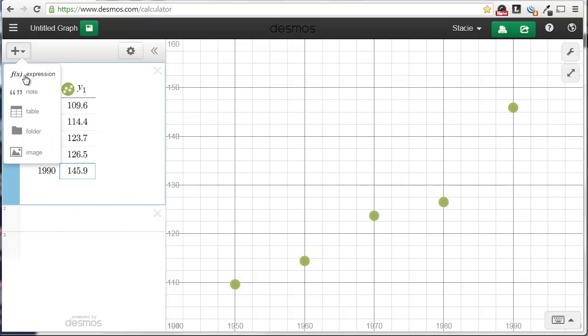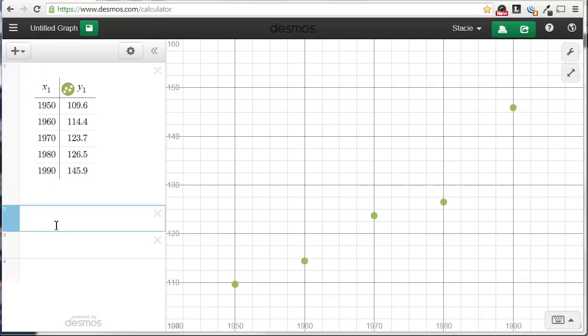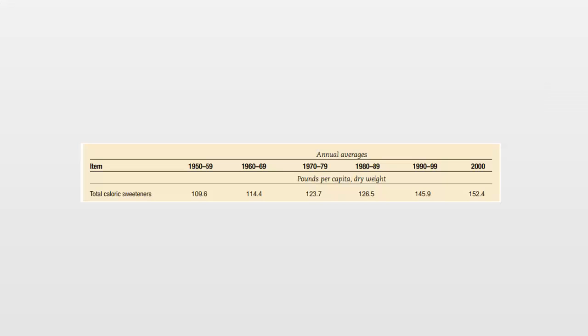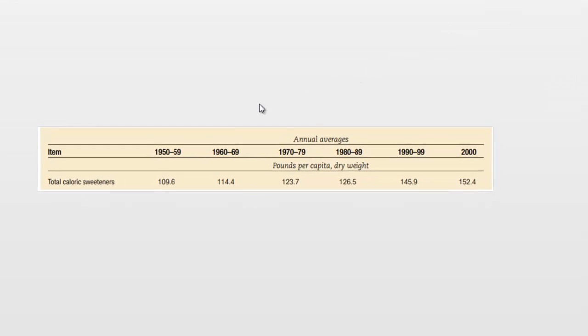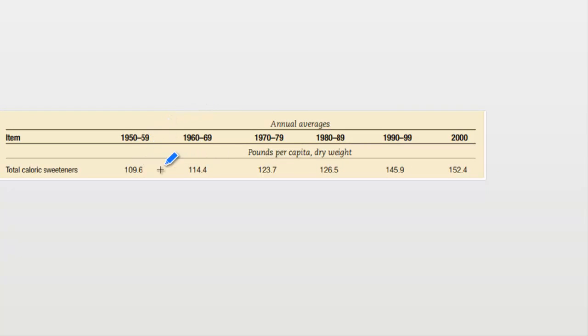So we click on Add Items, and we want to have an expression, and we know that this is going to be a line of the form y equals mx plus b, where m is the slope and b is the y-intercept. So let's go back to our data. Between these two decades, our change in y, the pounds, over the change in x, can be represented by 114.4 minus 109.6 over 10 years.